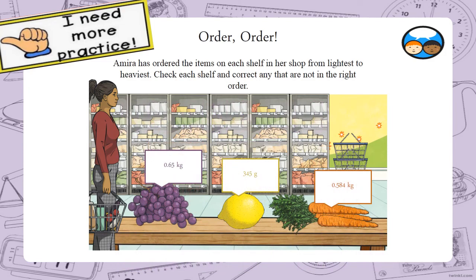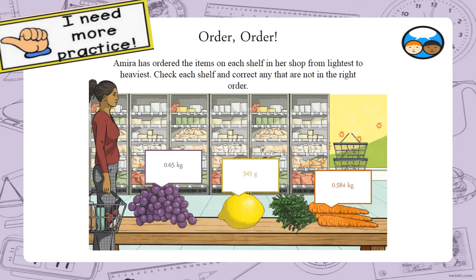Now, the other example. Also, we want to check if she put all the fruits here in order from lightest to heaviest. The mass for a grape is 0.65 kilogram. For grapefruit, this is 345 gram. For carrot, 584 kilograms.